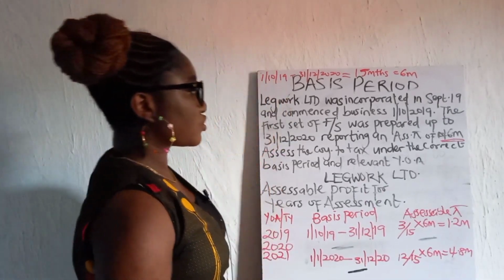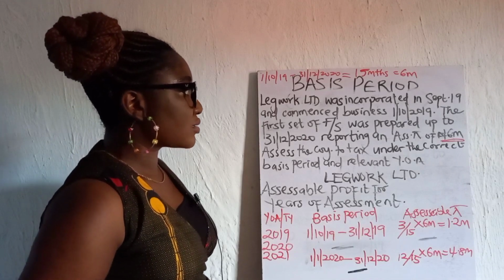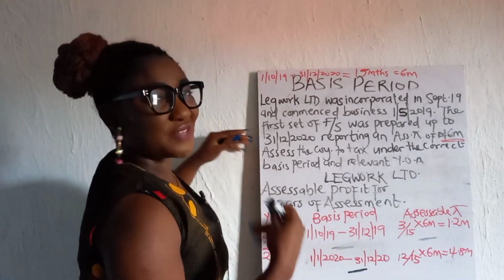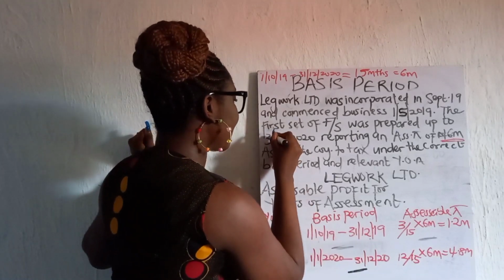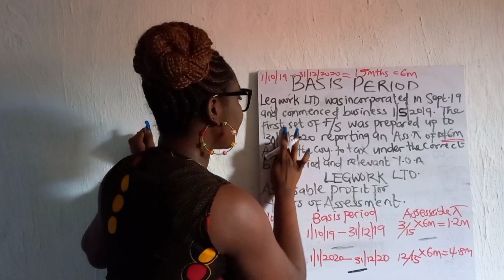Let me change this example to something more complex. Because I usually think that when you use 31st December as the accounting year end, it's kind of simple. Let's say 30th. I just pray this video comes out well because I'm just doing freestyle now.